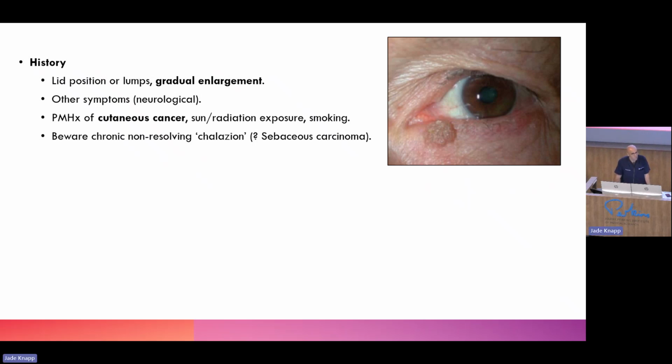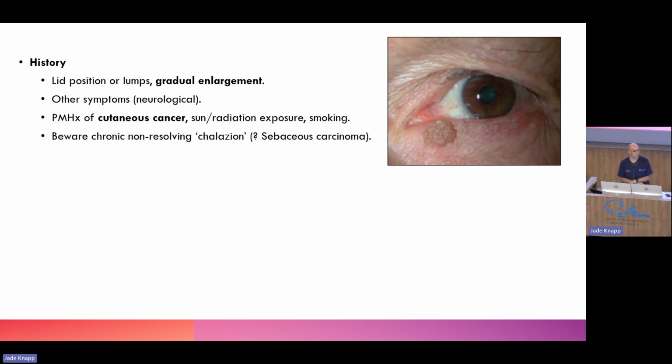Other symptoms, if they're coming with acute lid malposition, then you have to think of third nerve palsy, seventh nerve, or Horner's, one of those neurological causes. Do they have other neurological symptoms? Do they have a history of cutaneous cancer, BCC, SCC, in particular melanoma? Have they had a lot of sun exposure? Are they an outdoor worker? Are they a smoker? So all the risk factors for skin cancers.